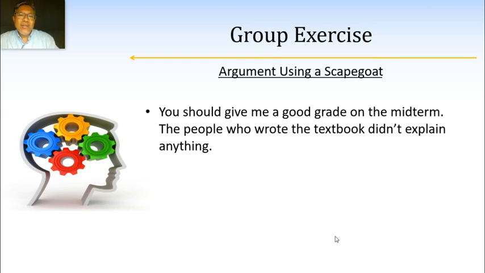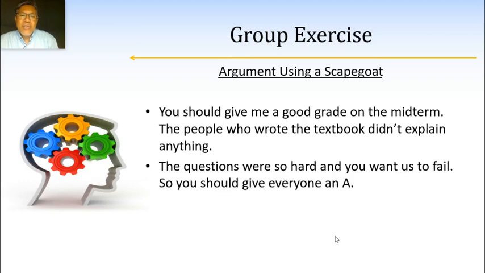Well, in a sense, they're blaming the authors, but it's very unlikely that your teacher has an issue with the authors. They chose the textbook. If you're going to scapegoat somebody, you want to make sure that it's going to elicit the response in your audience that you want to elicit, right? So this wouldn't really work. The second one: the questions were so hard and you want us to fail, so you should give everyone an A. So again, the student is scapegoating the teacher. He's blaming the teacher for his problems. But remember, for the fallacy, you want the person you're trying to convince to also be outraged with you. In this case, your outrage is towards the teacher. The teacher is not going to be outraged at himself or herself, right? So this would not work, okay?